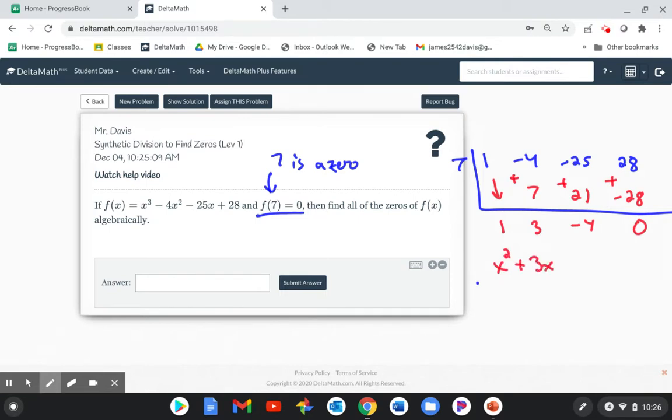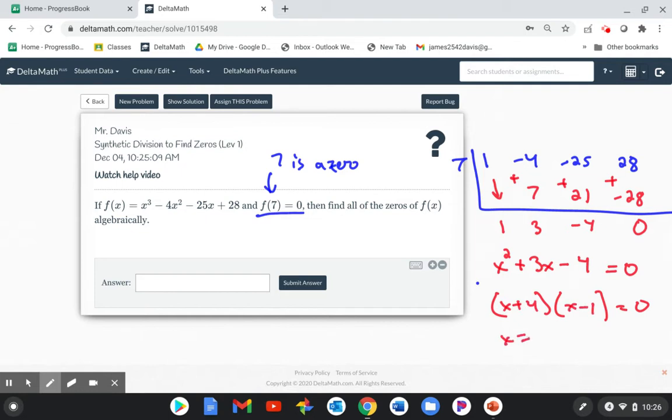So we get 1x squared plus 3x minus 4. And really, I guess what we could do is just set that equal to 0. I didn't do it on the last one, but you can do that if you like. And then we need to factor this. It's another pretty easy one to factor. What numbers multiply to give you negative 4 and add to give you positive 3? That's going to be x plus 4 and x minus 1.